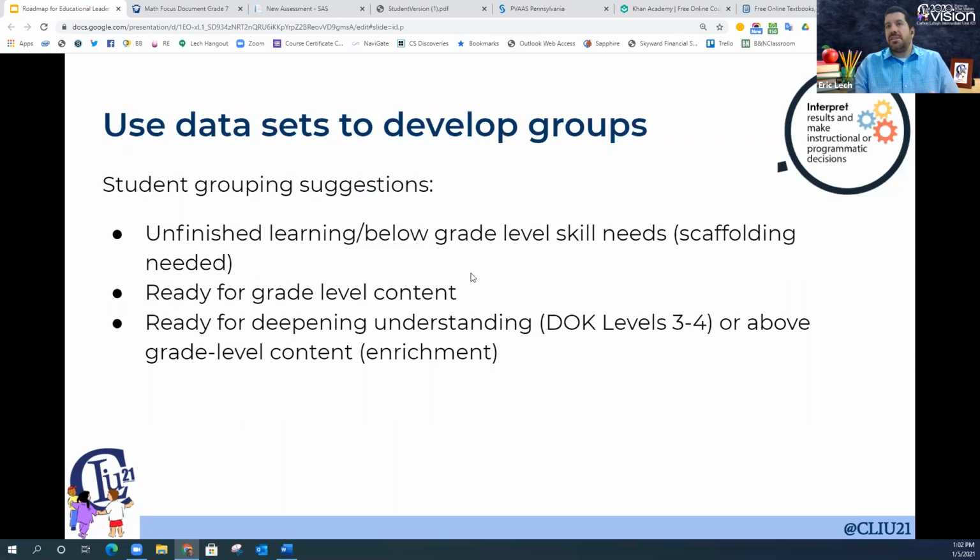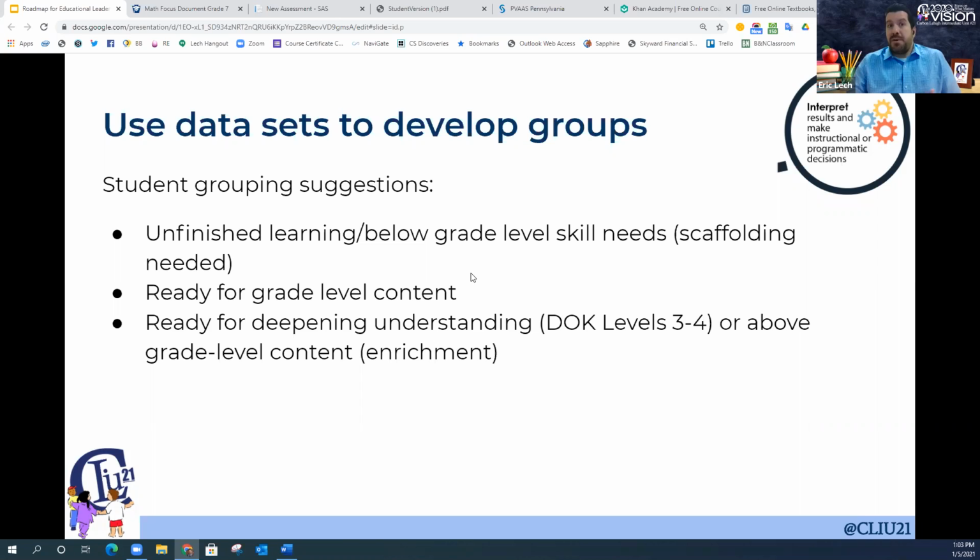One key instructional decision that you are likely to make based on the results is maybe you're going to use that data to develop grouping. And some suggestions that we might offer for grouping for your students to help better meet their needs and provide equitable learning environments is find those students with unfinished learning, below grade level skill needs, meaning you offer those questions at the grade level and at the grade level below, and students still weren't getting any of them right. They definitely need some additional supports.